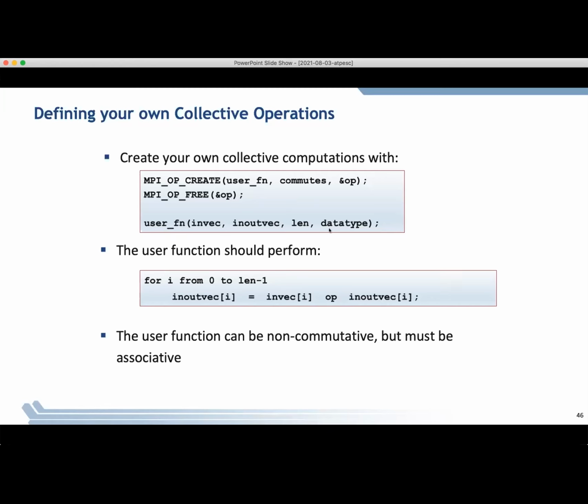Because, again, MPI is invoking your operation for you, so you just need to abide by the parameters of the operation, so MPI doesn't apply it and get the wrong answer at the end of the operation.